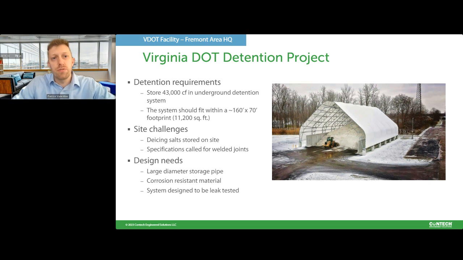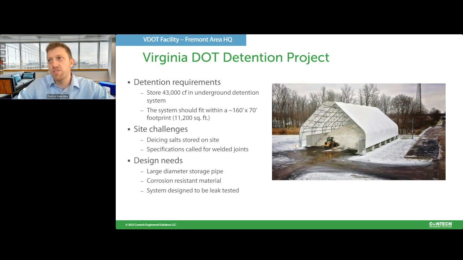So today I'm going to talk about a project that we worked on in Southwestern Virginia. So this project was a new state DOT facility located in Clintwood, Virginia. And the engineer asked us to provide a solution to their underground storage facility to meet the needs for the site. To make things interesting, this site posed a few unique challenges. For the first one being that we needed to store 43,000 cubic feet of storage within a roughly 11,000 square foot footprint, which when you crunch the numbers, that's a pretty large storage volume for a relatively small footprint.